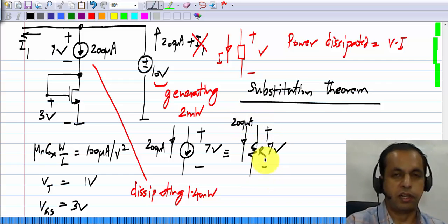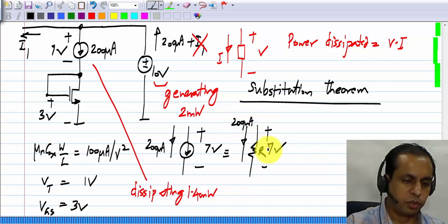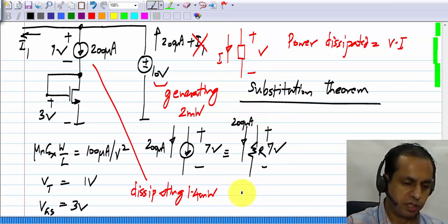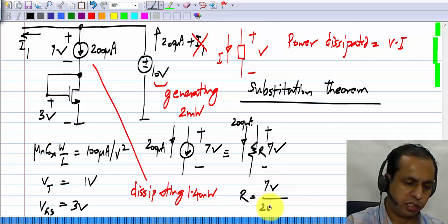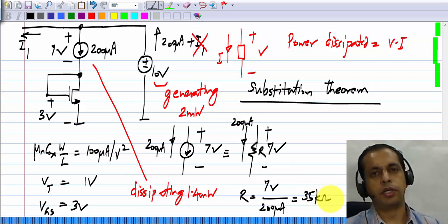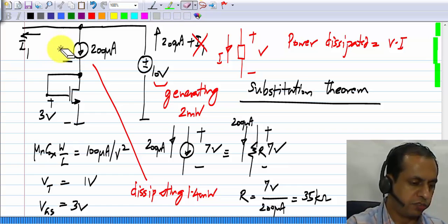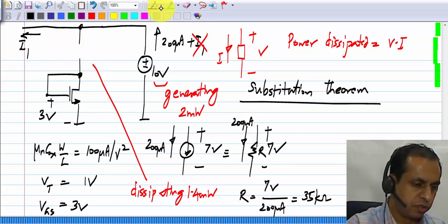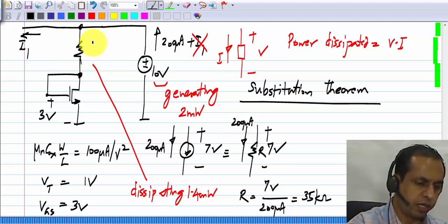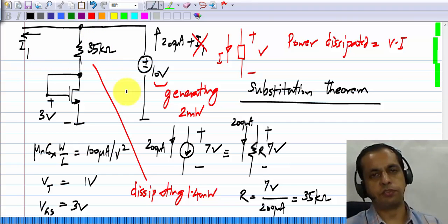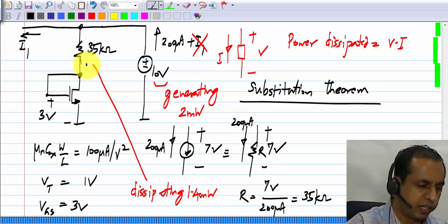But of course a resistor is governed by Ohm's law, so if a resistor has to have 7 volts across it and 200 microamperes through it, the value of the resistance has to be 7 volts divided by 200 microamperes, which is 35 kilo ohm. Okay. So what you can do is you can get rid of this current source, and replace it with a resistance of 35 kilo ohm, and you will get exactly the same current.